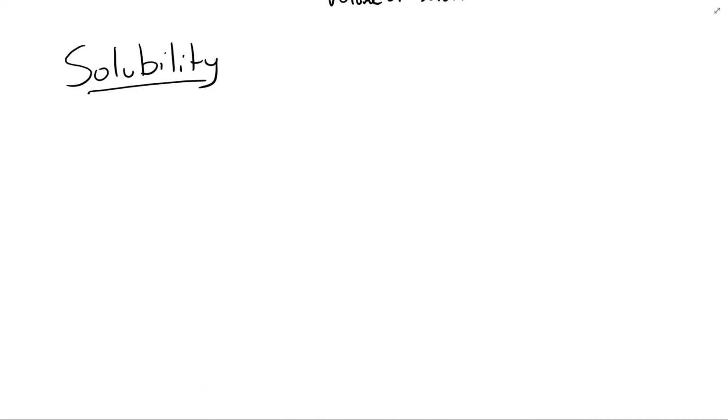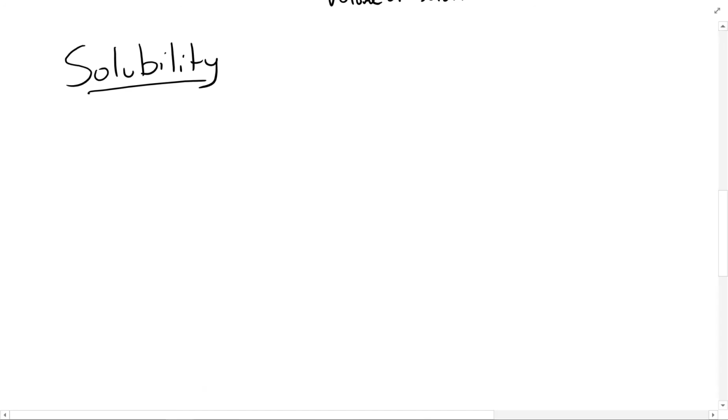We've talked about how solubility can be changed by changing temperature or pressure or things like that in a previous video. But now we need to talk more specifically about solubility and put some numbers and some terms to it. So solubility says whether or not something dissolves.